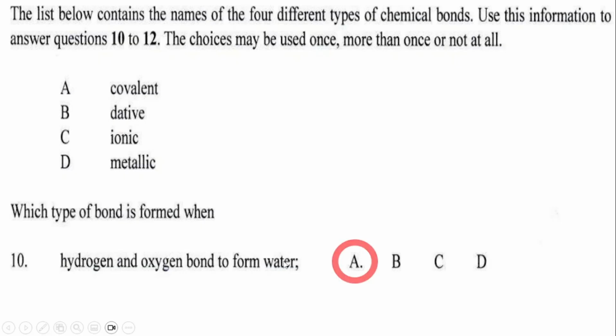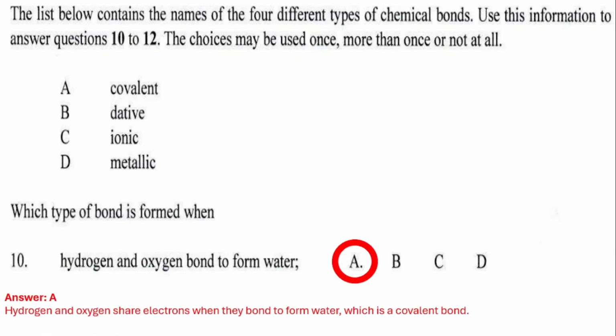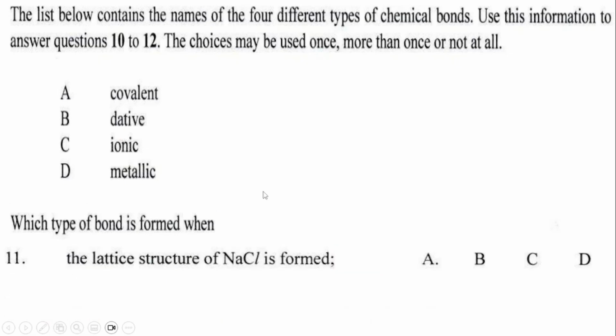Well, the correct answer is definitely going to be A, a covalent bond, because hydrogen and oxygen share electrons when they bond to form water, which is a covalent bond. So the correct answer is A, covalent bond. Next, it says, which type of bond is formed when the lattice structure of NaCl is formed? Is it A, B, C, or D?